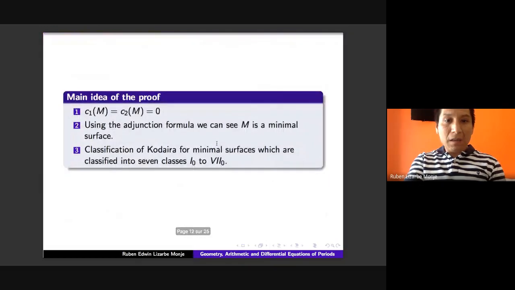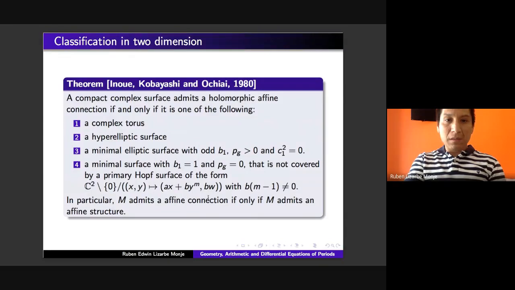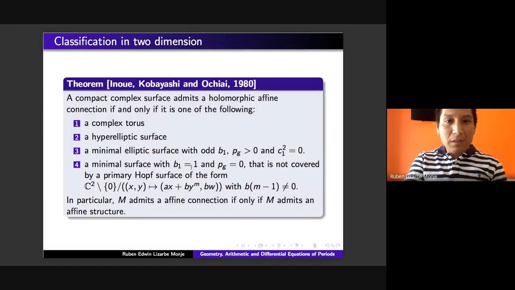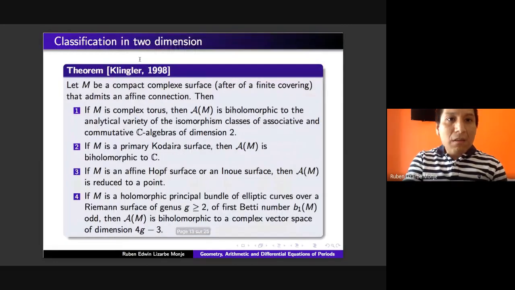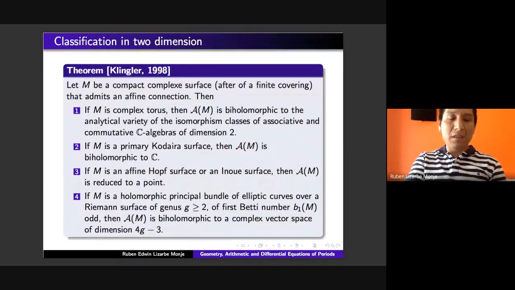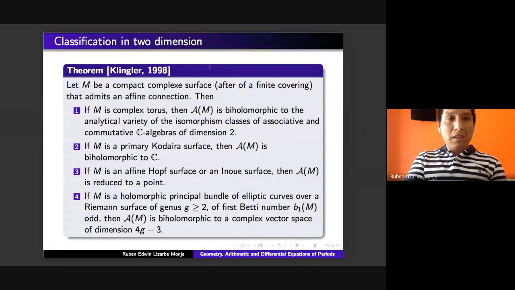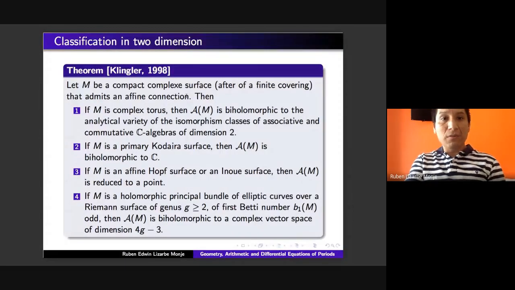But in the proof, it is not clear what is the set of the affine structures. Klingler, 1998, shows the description of the set of affine structures.